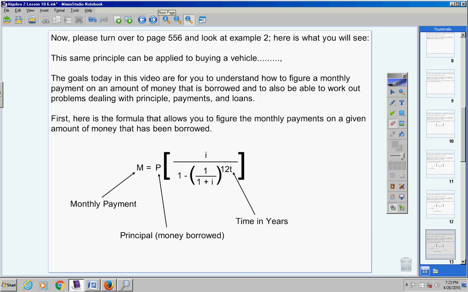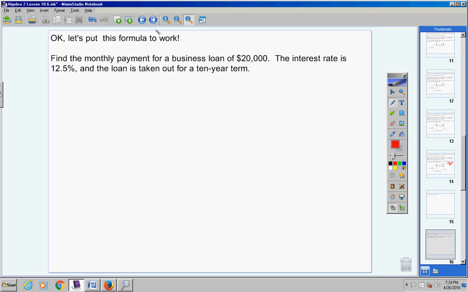Now look at this. This is interesting. I doesn't really stand for any certain thing. It's a formula. I equals 1/12 times R, and of course R stands for the rate. All right, I'm going to move on, pause the video if you need to. Okay, let's put this formula to work. Here we go. Find the monthly payment for a business loan of $20,000, so you're borrowing $20,000. The interest rate is 12.5%, and the loan is taken out for a 10-year term.